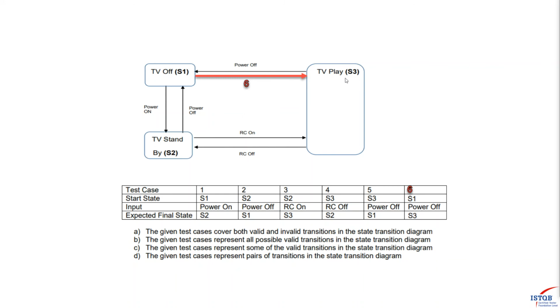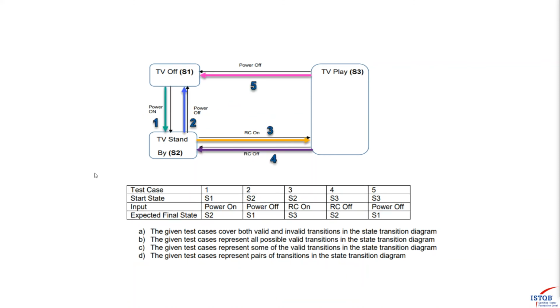We know that black arrows show valid transitions. And our test case tries to test transitions which don't exist on the diagram. That test case would be trying to test invalid transitions. But we have only 5 test cases, and each of them tests valid transitions. Because of that, answer A is incorrect.